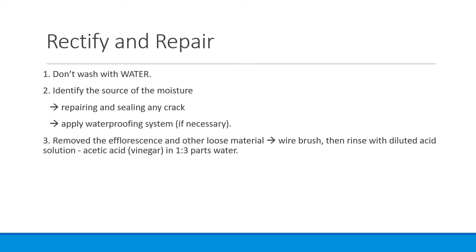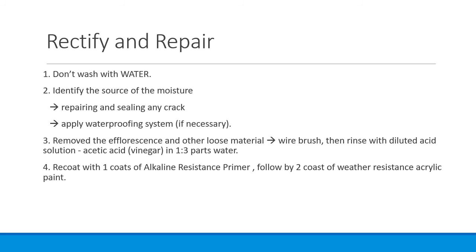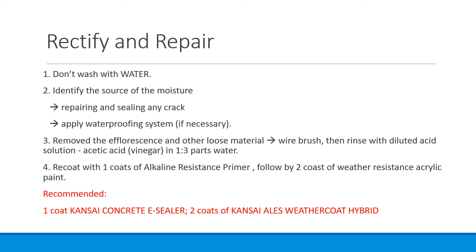Next, remove the efflorescence and the loose material using a wire brush, then rinse with a dilute acid solution. In this case, you can use acetic acid with 1/3 parts of water. Coat with 1 coat of alkali resistant primer followed by 2 coats of weather resistant acrylic paint. We recommend you use 1 coat of Kansai Concrete E-Sealer followed by 2 coats of Kansai Atlas Weathercoat Hybrid.